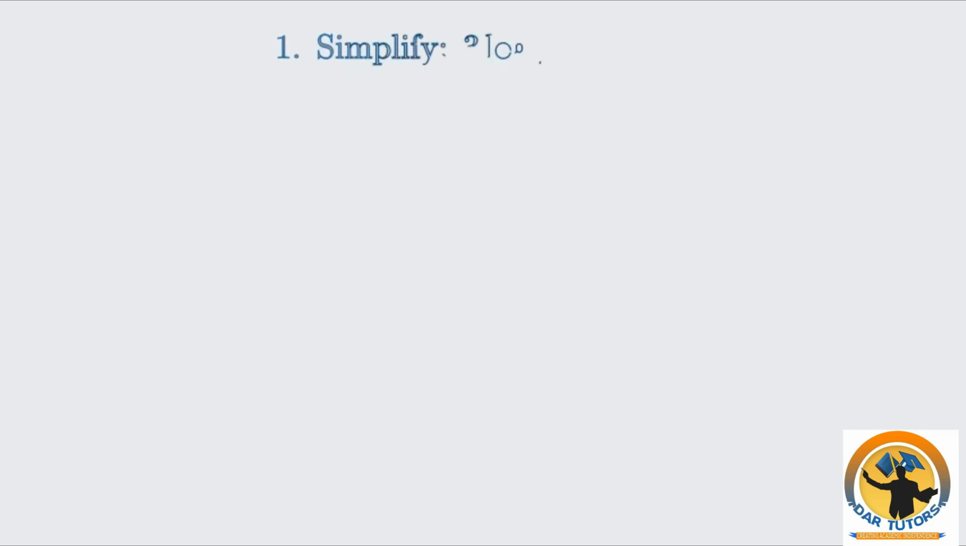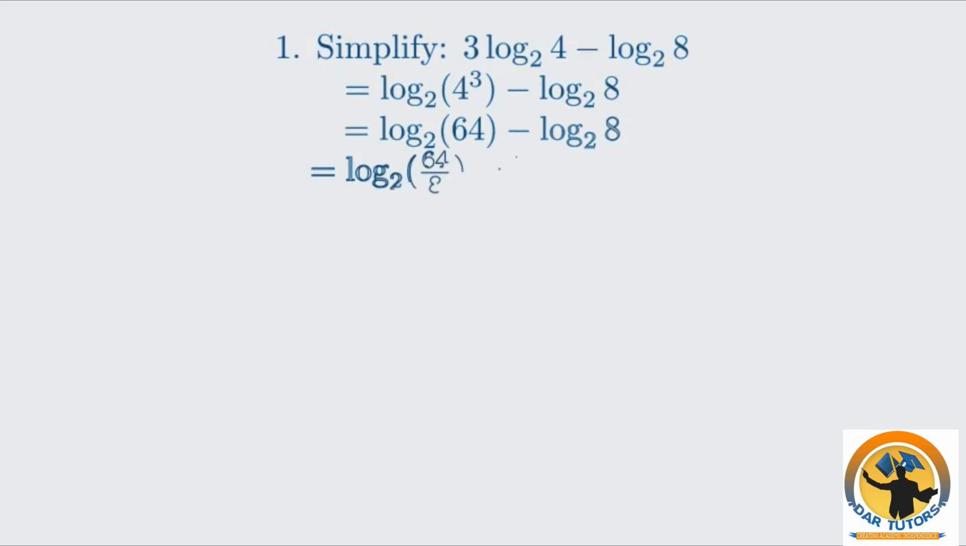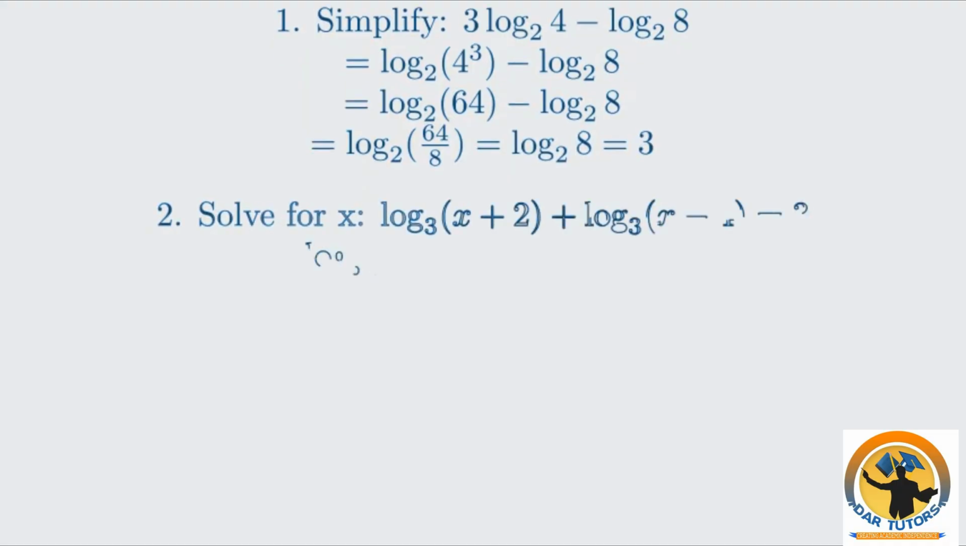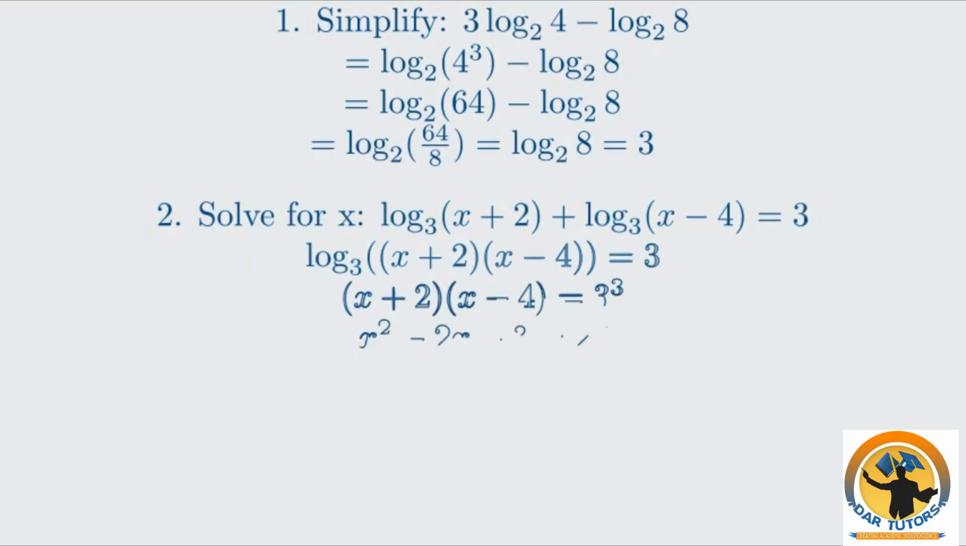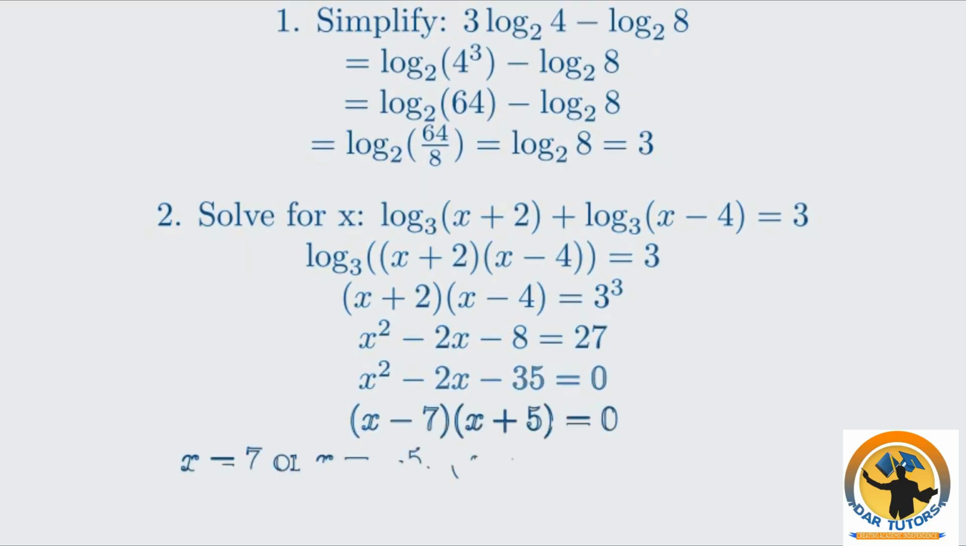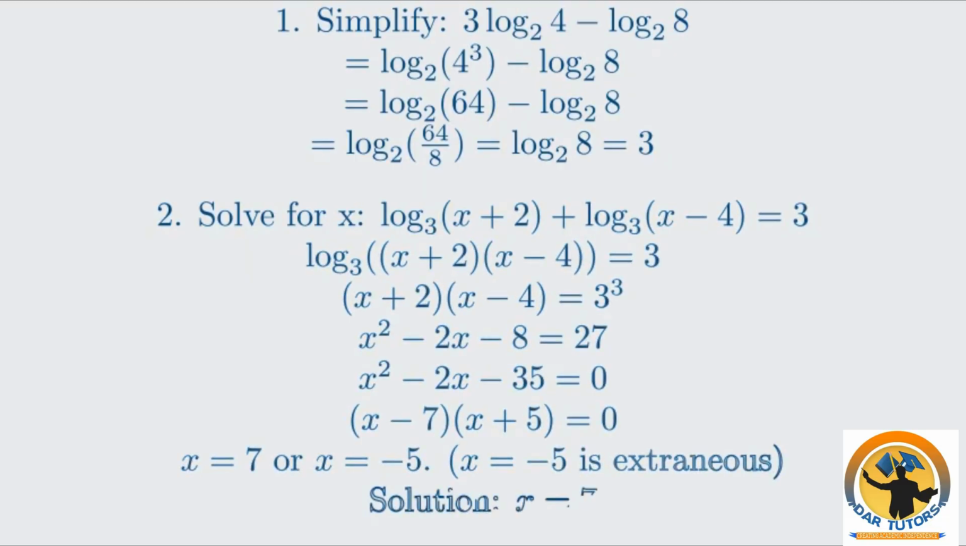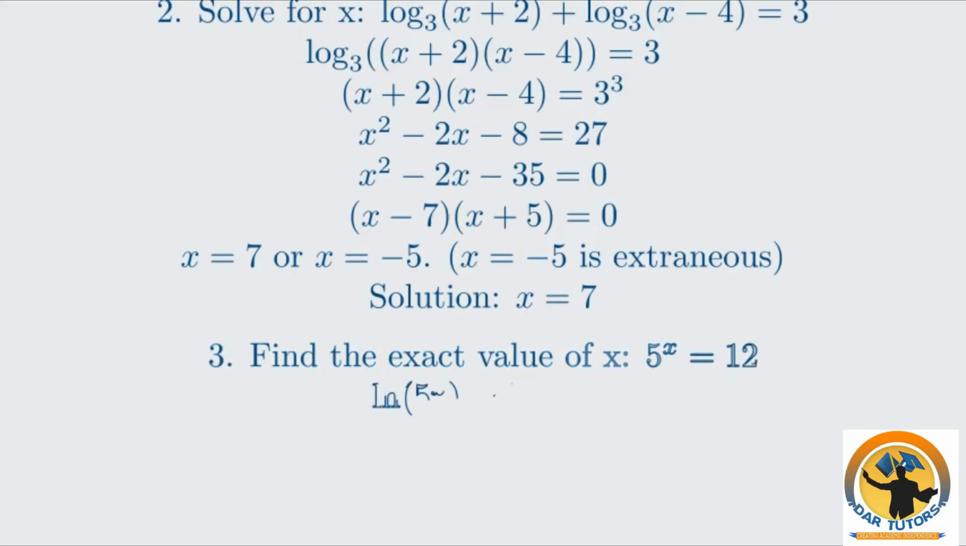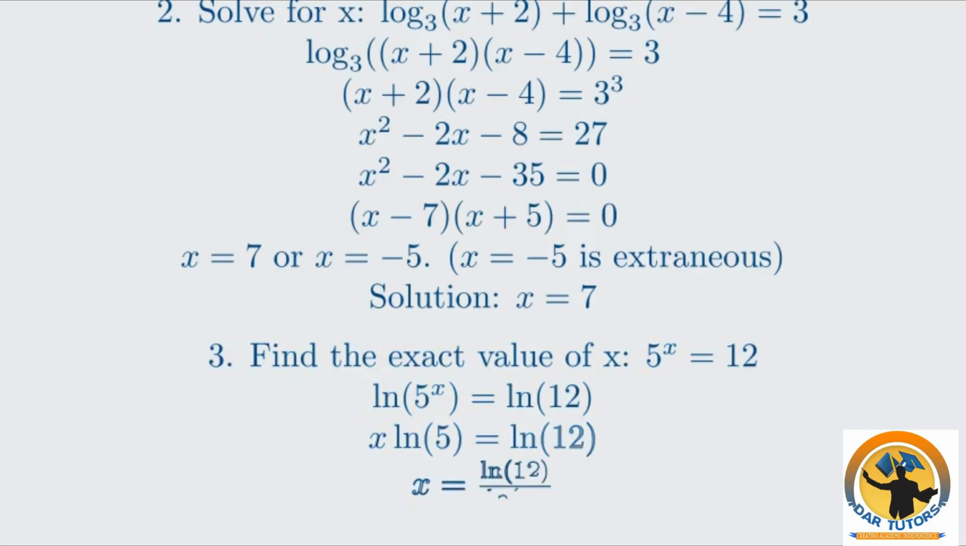For question 1, we first use the power law, then the quotient law, and finally evaluate the logarithm to get an answer of 3. For question 2, we use the product law, convert to exponential form, solve the quadratic equation, and discard the extraneous solution to find x equals 7. For question 3, we take the natural logarithm of both sides, use the power law, and solve for x to get the exact answer. X equals ln 12 over ln 5.